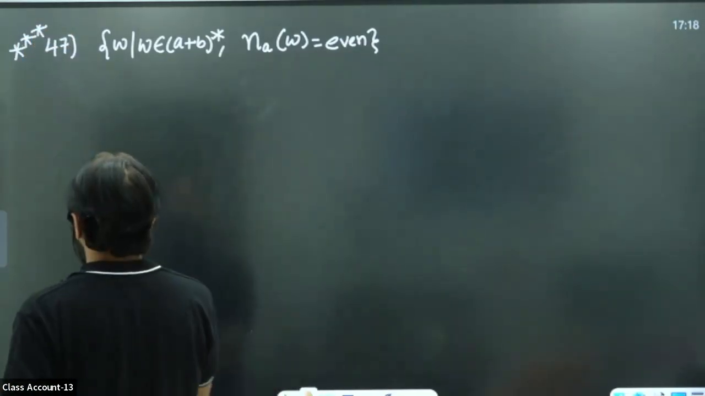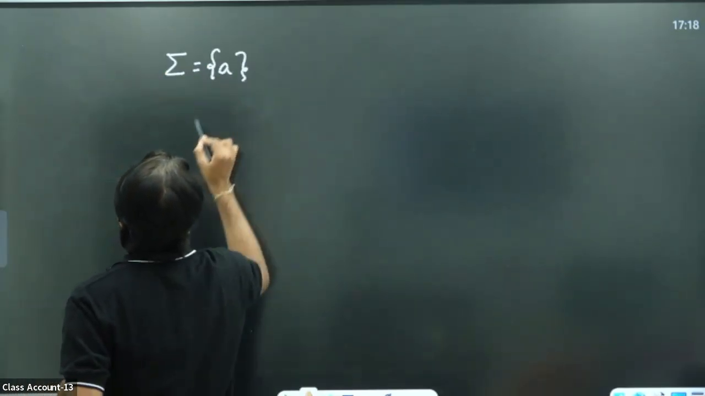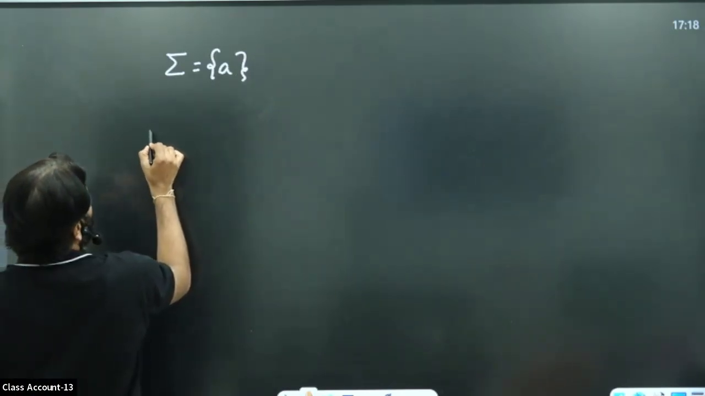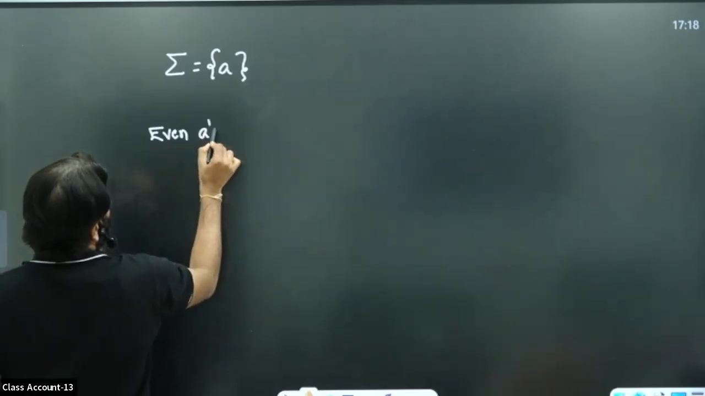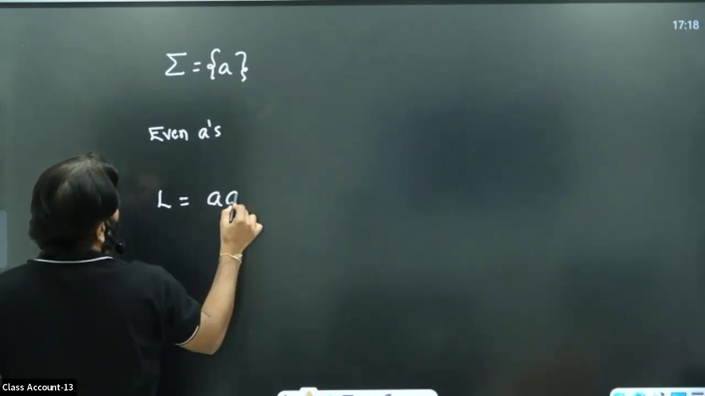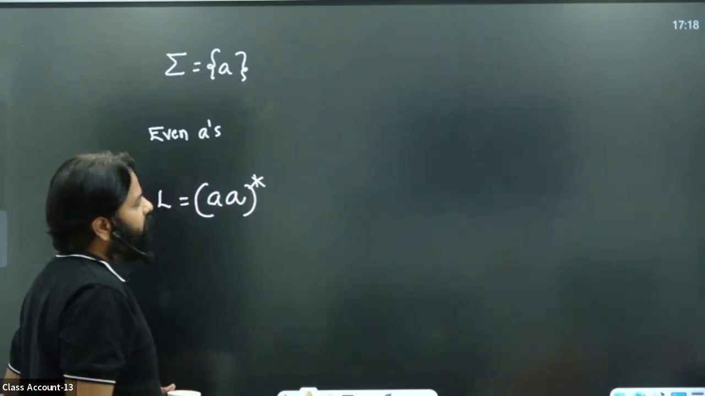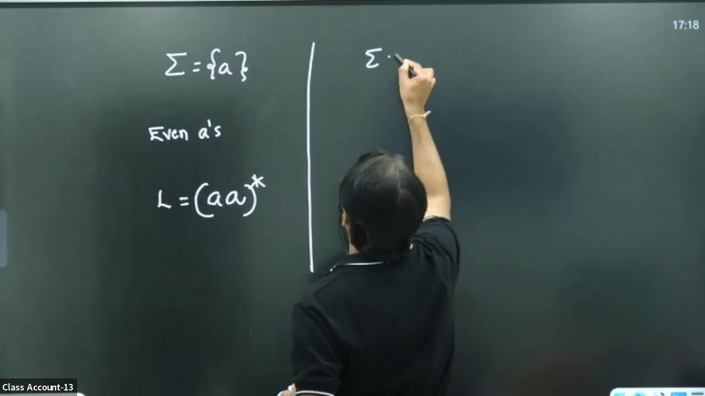Okay, I'll explain something here. Suppose sigma is only A. Assume that, and we want even A's. How do you write even A's? You want an even number of A's. Then the language is like double A whole star. Correct? But now sigma is what? A comma B.